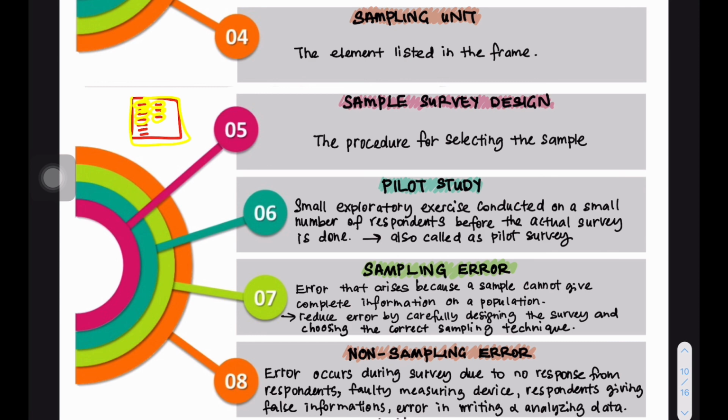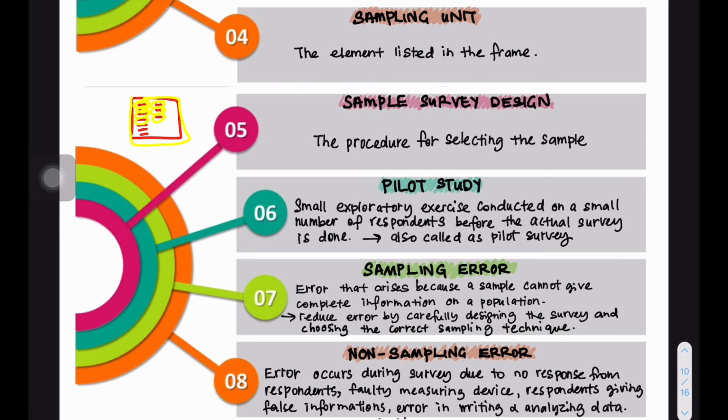So what is non-sampling error? Non-sampling error adalah error that occur during survey due to no response from respondent, faulty measuring device, respondent giving false information, error in writing and analyzing data. So kalau sampling error tadi adalah error yang wujud disebabkan oleh sampel kita tu tak boleh nak represent the whole population. Okay, error yang disebabkan oleh group of sample yang kita pilih tu, kita panggil sampling error.